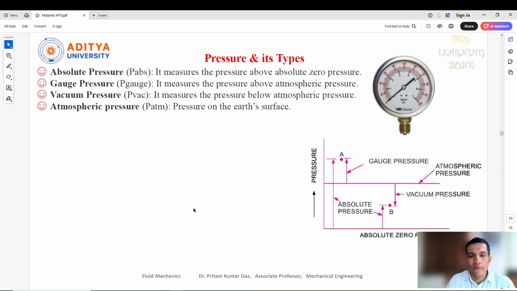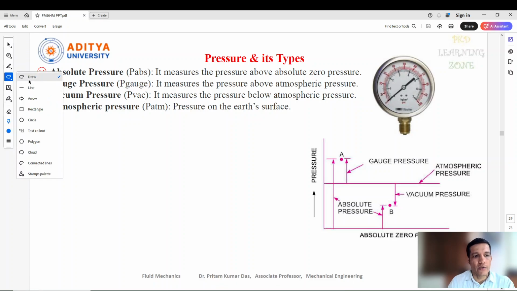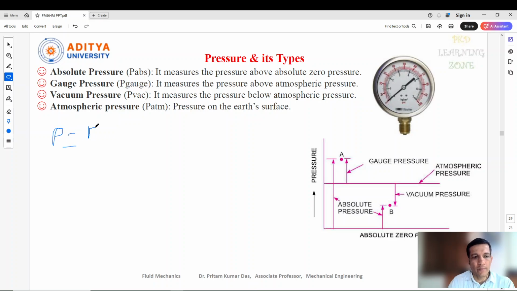Hi everyone, welcome to this new video lecture of fluid mechanics. In this lecture, we'll discuss the concept of pressure and its types. So pressure, we know, is the perpendicular force applied on a unit area. Let me write the pressure here: P equals the perpendicular force applied on a unit area, so F by A, and we can write its unit.